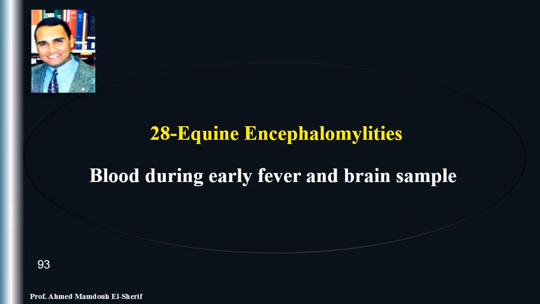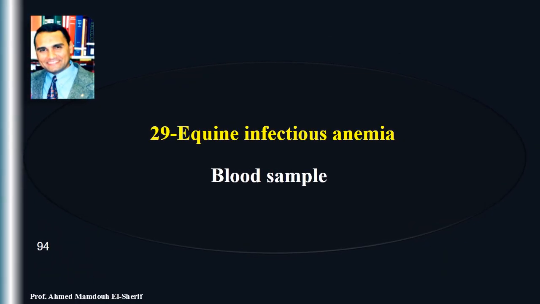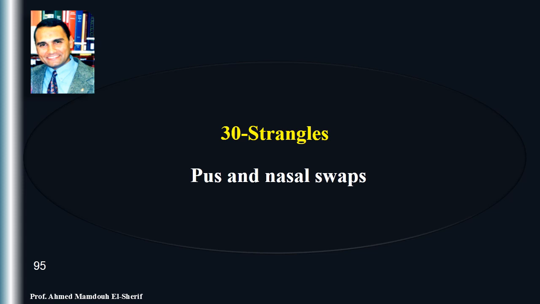In case of equine encephalomyelitis disease, blood during early fever and brain samples are suitable. In case of equine infectious anemia, the most suitable samples are blood samples. In a suspected case of strangles, the pus and nasal swabs are the most suitable samples.